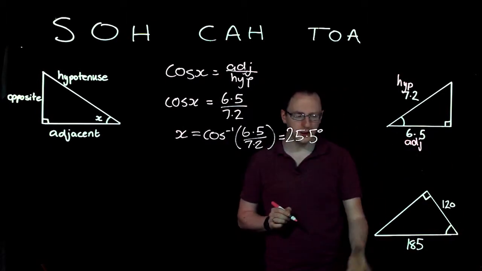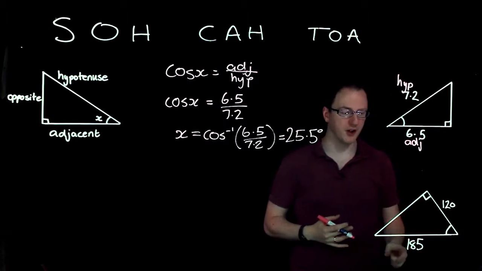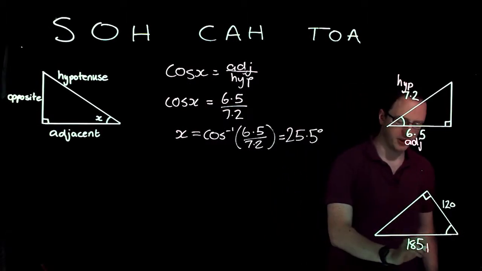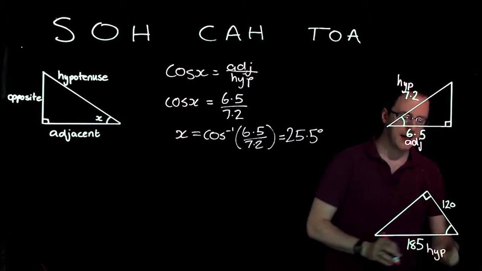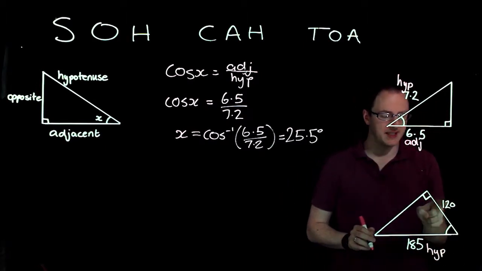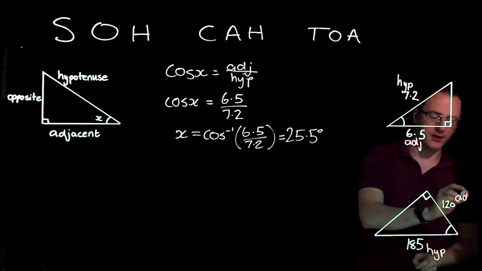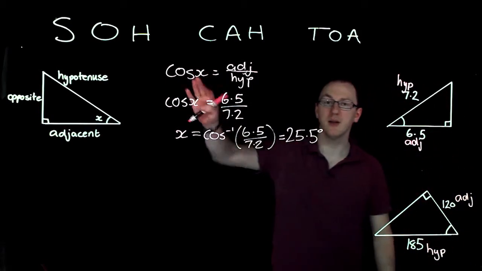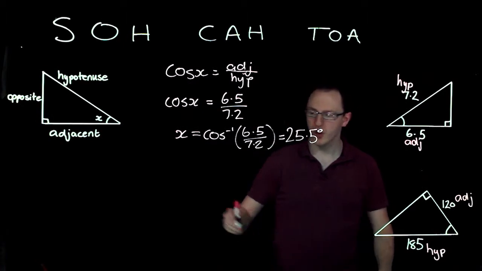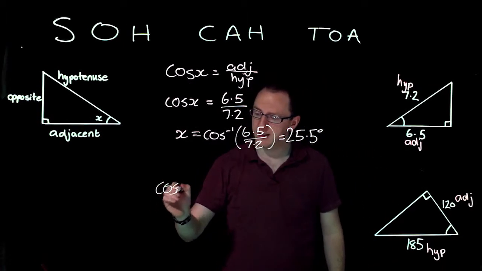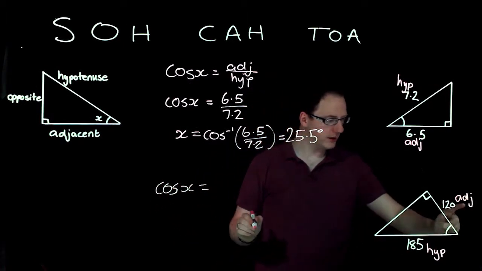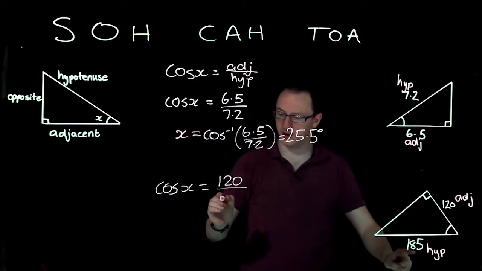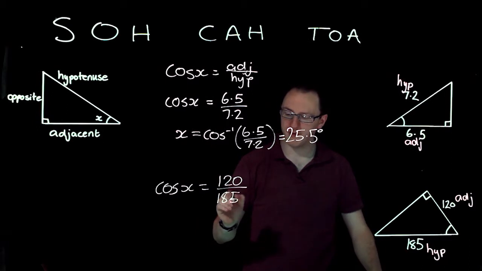My second triangle, again, I want to label my sides first. Here's my right angle. So opposite my right angle is the hypotenuse. Here's my angle. So beside or adjacent to my angle is the side here. Adjacent hypotenuse, I'm still using cos. So cos x equals the adjacent, 120, divided by the hypotenuse, 185.